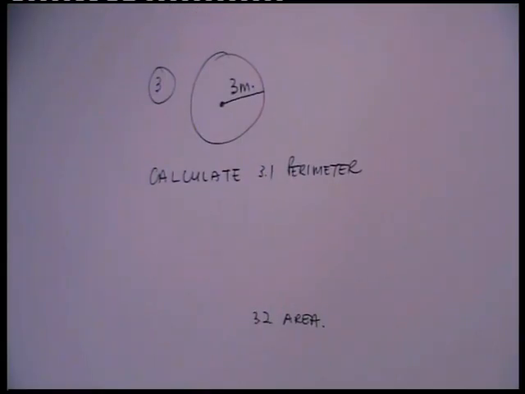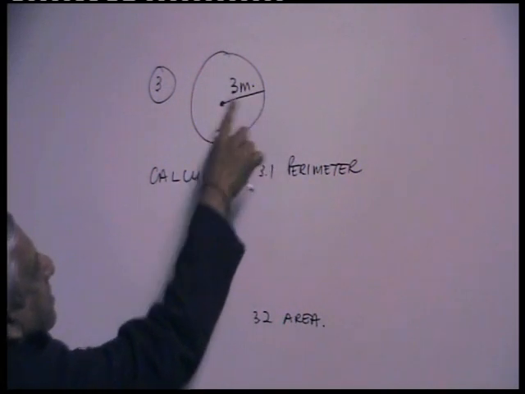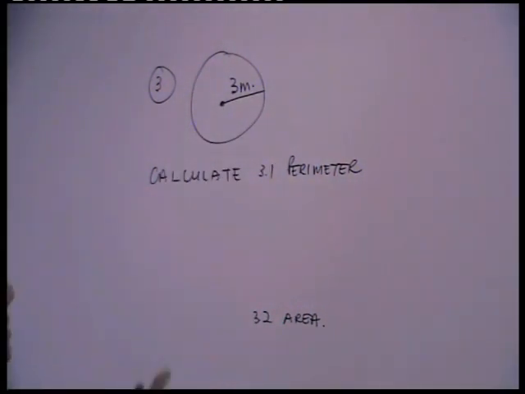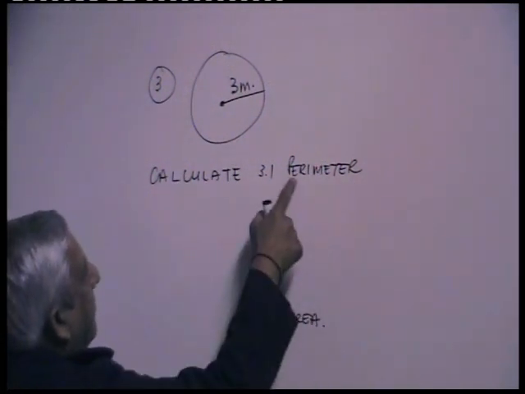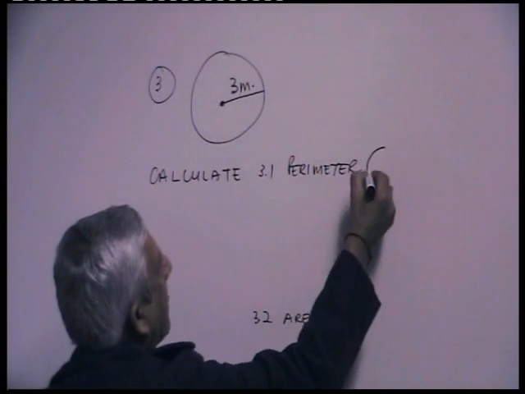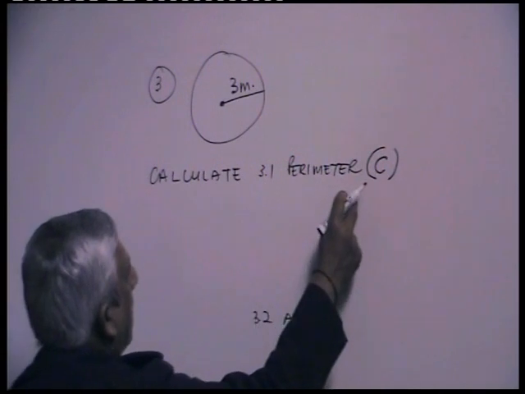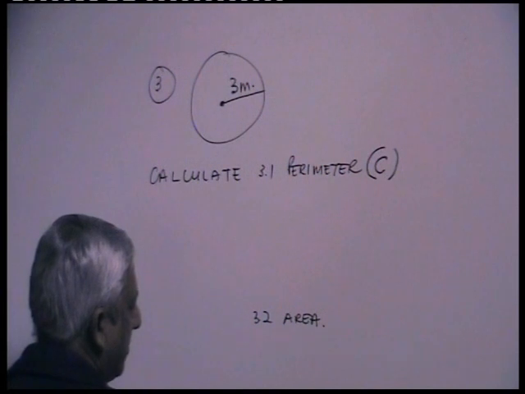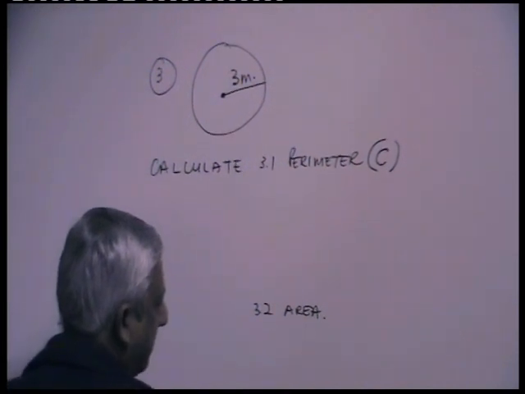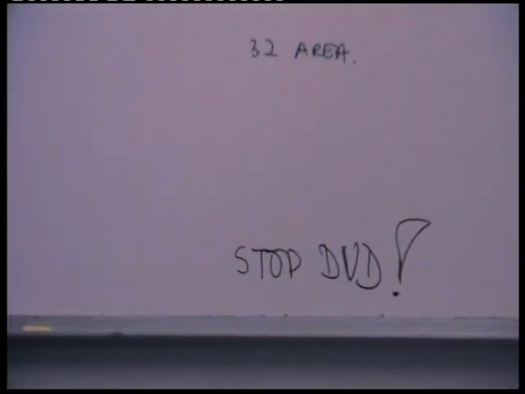Back. Here is example 3 on circles. You are given a circle and the radius measures 3 meters. Calculate the perimeter and the area. Well, if they say perimeter, really they mean calculate the circumference. Calculate the circumference, calculate the area. Alright, you can stop the DVD and try it, and then we shall look at it together.